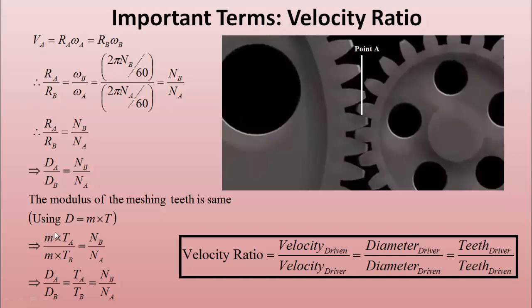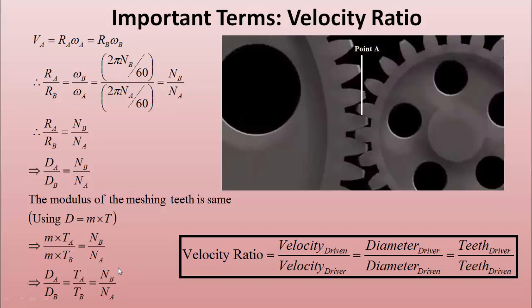Just now I told you that the module of meshing gears must always be the same. If the module is different, the gears will not mesh with each other; there will be interference. So the module in both these cases is the same, and it can be cancelled out. So what are we left with? T of A upon T of B is equal to NB upon NA.